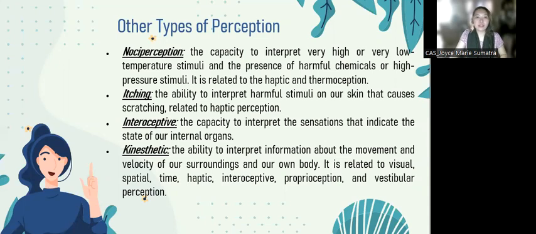And then kinesthetic is the ability to interpret information about the movement and velocity of our surroundings and our own body. So for example, when you're driving, you can estimate the speed of the vehicle surrounding you, which could help you know when to stop and go at full pace.